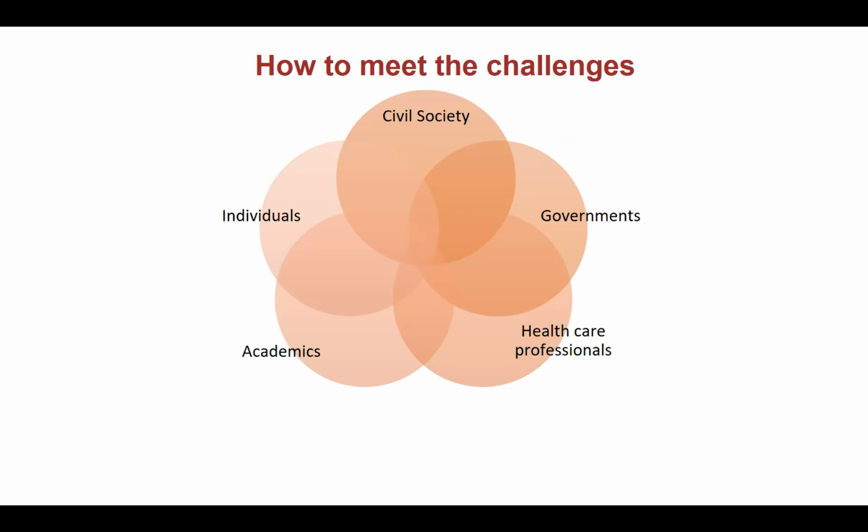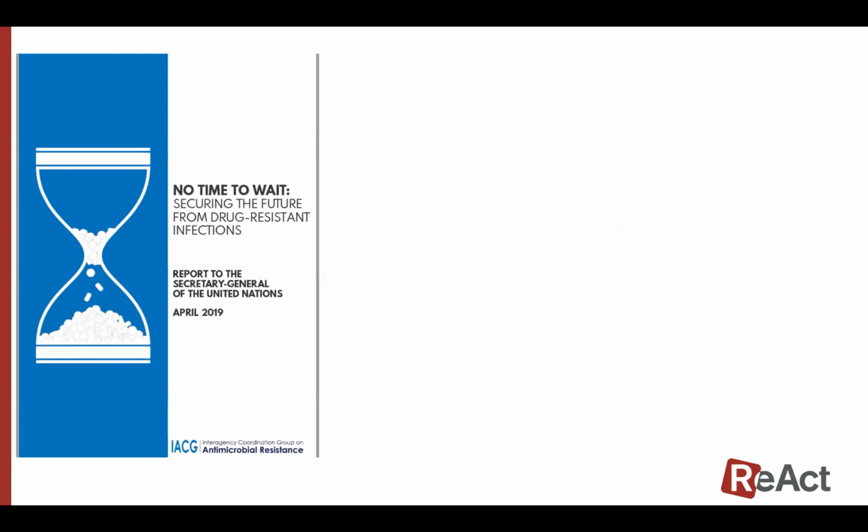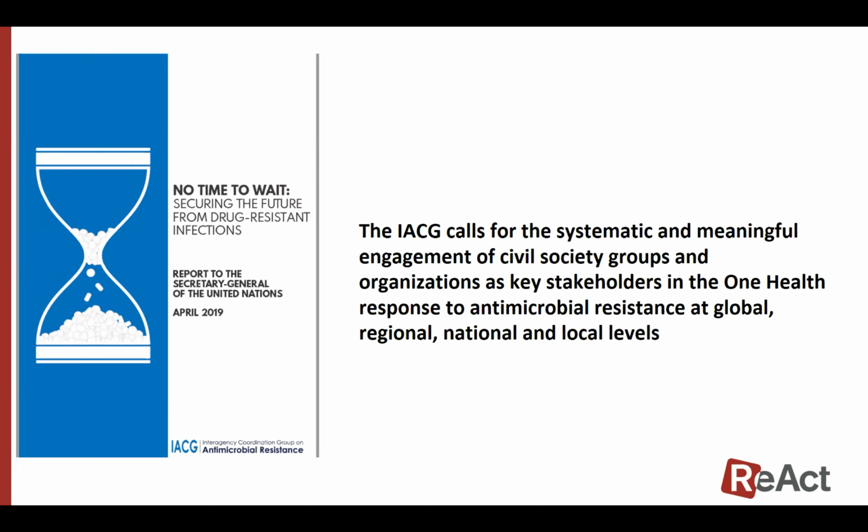And this is something that, in fact, has been called upon by the Interagency Coordination Group, which was a UN group, as many of you know, and I was very privileged to be part of that group, and we delivered our recommendations to the Secretary General in April 2019, where one of the recommendations is that the ICG calls for the systematic and meaningful engagement of civil society groups and organizations as key stakeholders. Has this happened? No, I don't think so. I think this is what we need to catalyze.